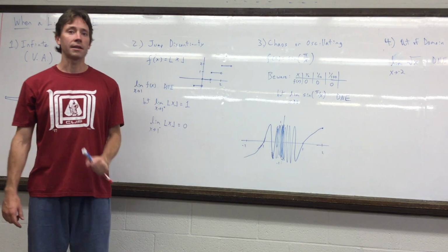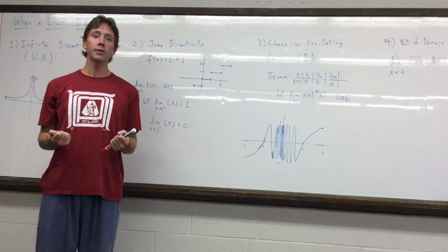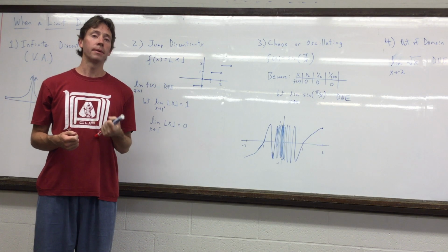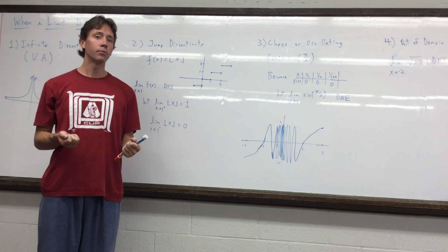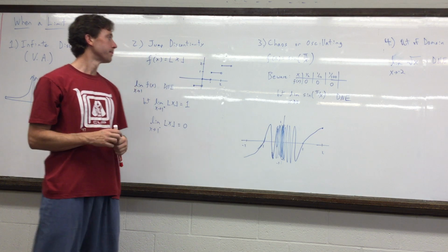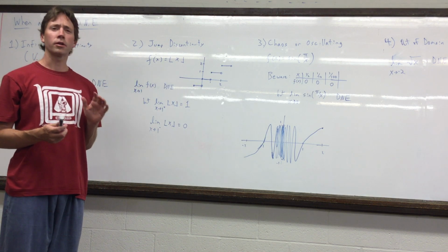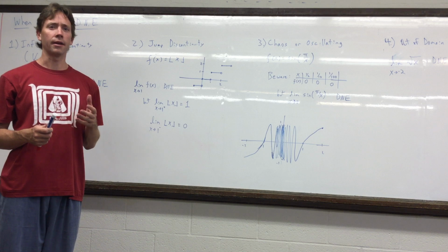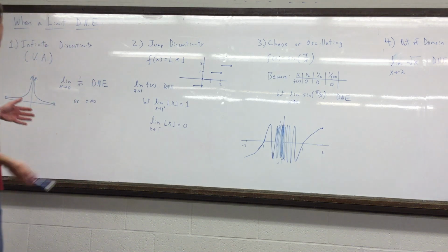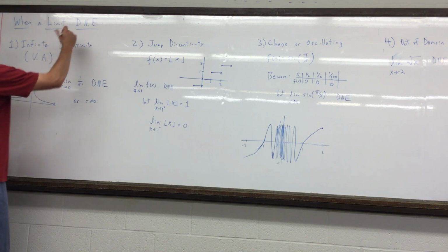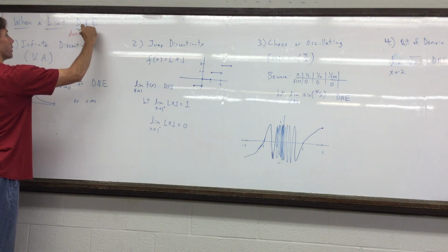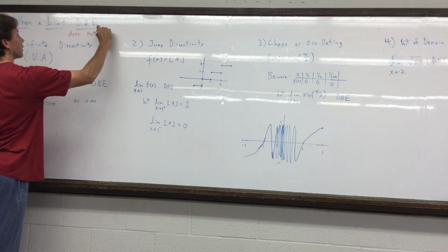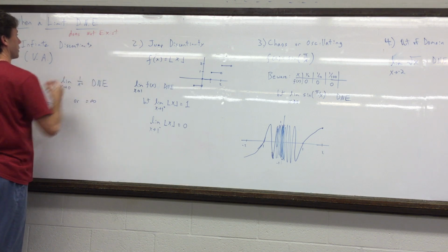Hello. In the last video, we discussed what a limit is and a couple of ways to think about the limit graphically, maybe how to begin computing a limit. In this short video, I just want to talk about the different ways that a limit might not exist. When a limit DNE, that stands for does not exist.